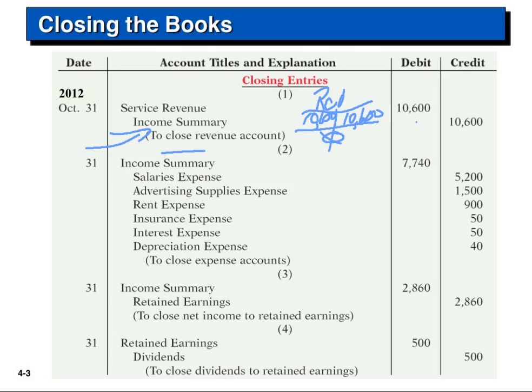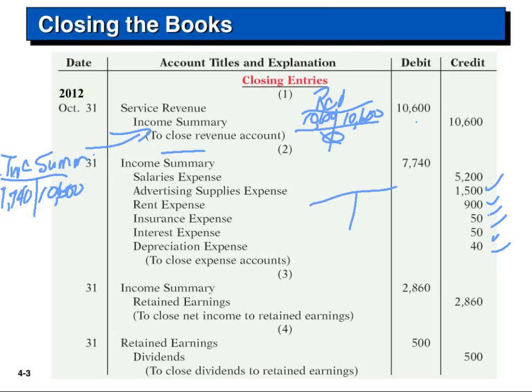And I'm going to credit the income summary. So I've actually moved the credit of $10,600 to the income summary. Now each expense account has a debit balance. Salaries expense has a debit of $5,200. Supplies expense or advertising expense has a debit balance of $1,500. What I'm going to do is credit each one of these and transfer them all over to the debit side of income summary. So these all now have zero balances.